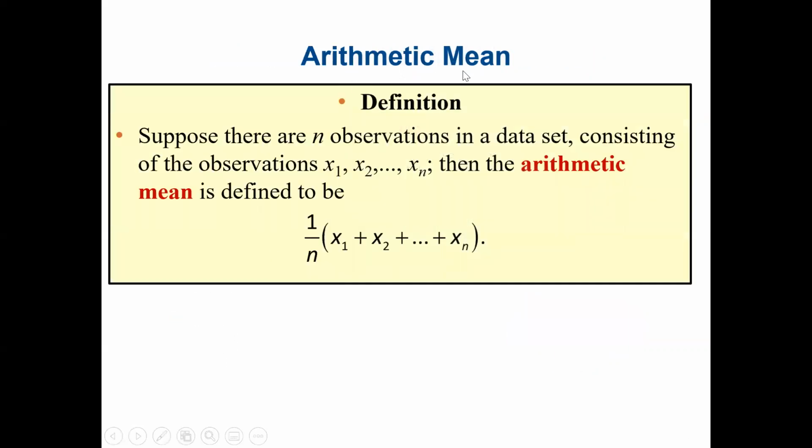So we start with the arithmetic mean. The arithmetic mean is the sum of all values divided by the number of values we have. Suppose there are n observations in a data set, consisting of observations X1, X2, up to Xn. Then the arithmetic mean is defined as X1 plus X2 up to Xn, divided by n. N is the number of values.